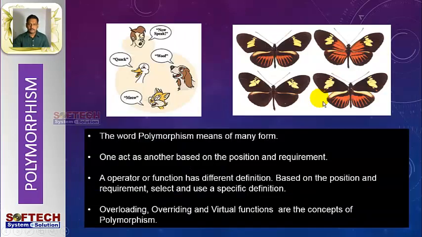Polymorphism. The word polymorphism means of many forms. Many forms, that is, one acts as another. That is, one word has different meanings based on the situation. In our human life, we use human languages. A single word we can use in different areas, but it has different meanings.